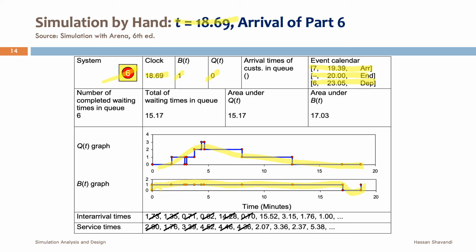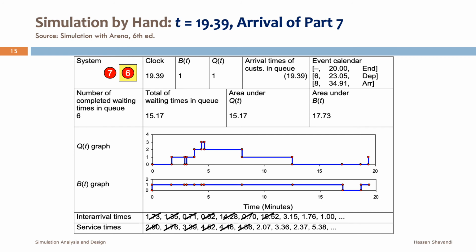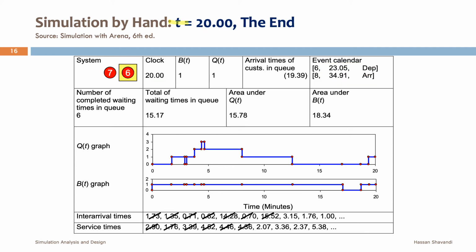So we have part number 7 at time 19.39. The server is busy, so it should wait in the line, and now BT and QT are both 1. This is our updated FEL. The next event will be the end, so we are going to end the simulation at time 20. Okay, this is time 20, and we end the simulation.